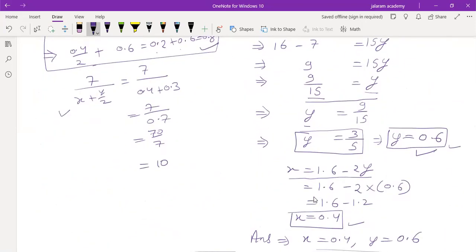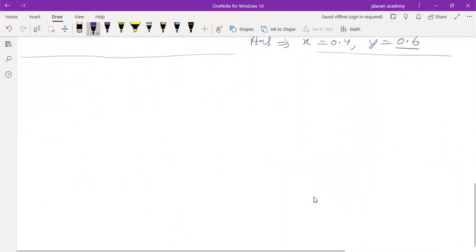Because we solved using this equation, if you check the same one, it will satisfy it anyway. So check the other equation, which we have not used so far. So 7 upon x plus y by 2: 7 upon the value of x is 0.4, plus the value of y by 2, 0.6 upon 2, that is 0.3. So 7 upon 0.7, that is 70 by 7, is 10. Is that clear to you? So the answer is x equals to 0.4 and y equals to 0.6. Understood, everyone?